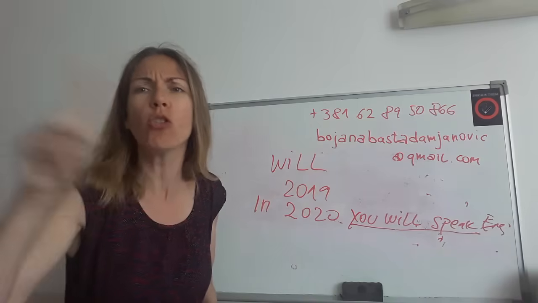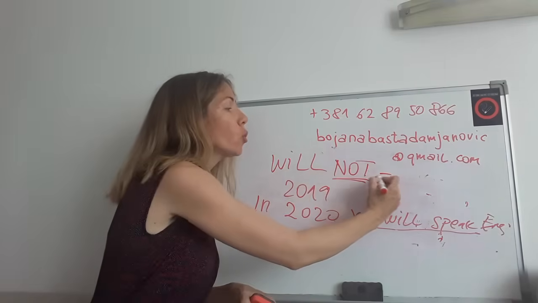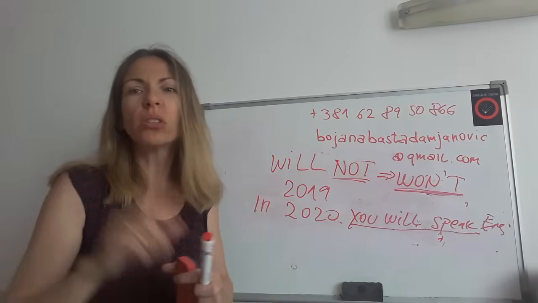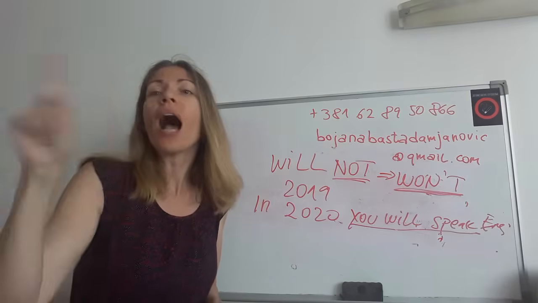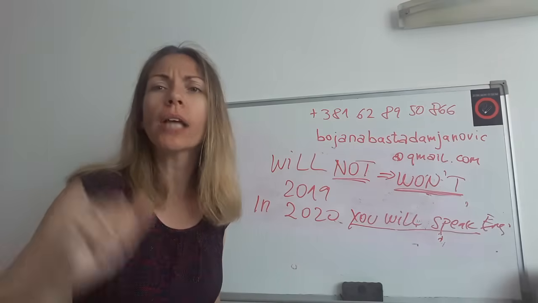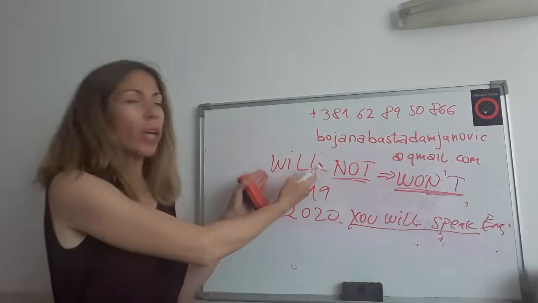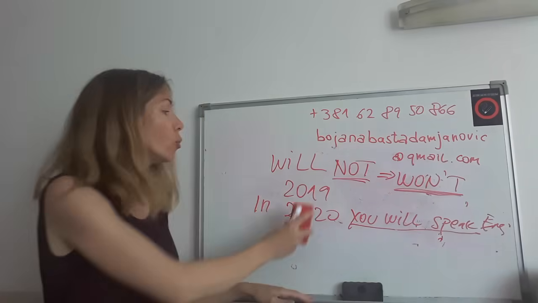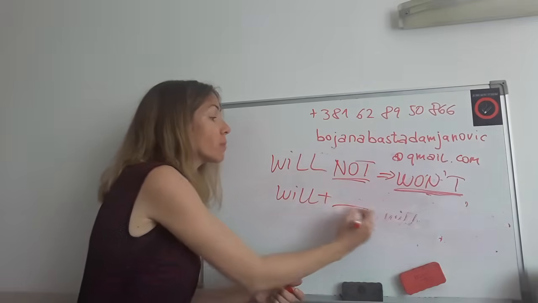And when you want to say no, negative, you use will not, or shorter, won't, okay? So you say won't. I won't work tomorrow. I will stay at home. I won't learn German. I will learn English. I won't help you. I will do it myself. Okay? So you use will and then you add one more verb, okay? Will plus verb.